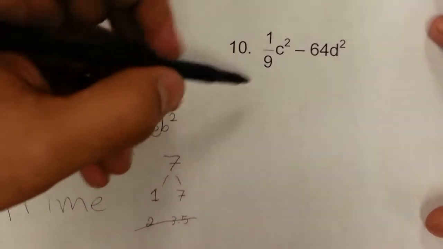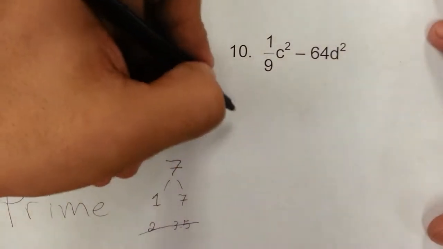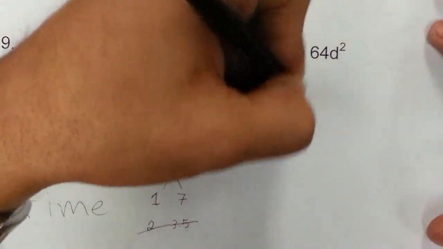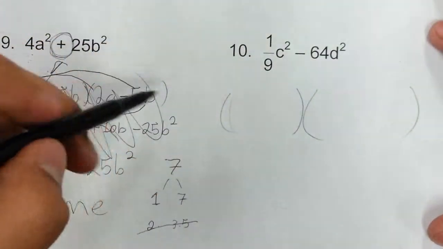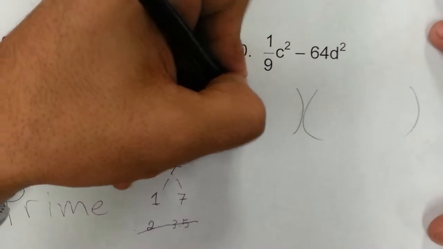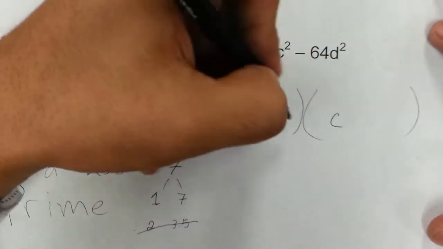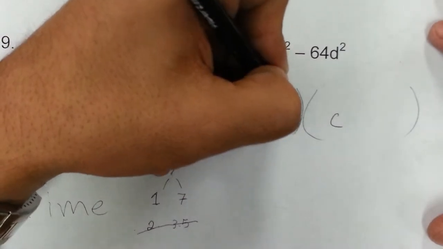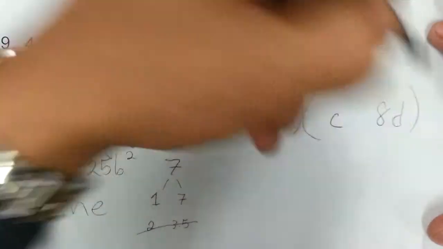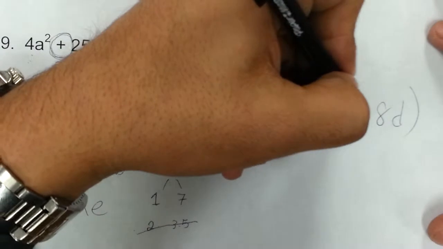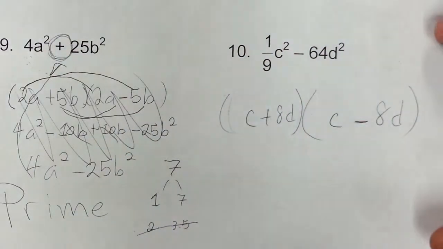Now let's think for number 10. This one includes fractions. So let's work. We'll need a c and a c, at least. We know that c times c would give us the c squared. And then we've got a 64d. Well, 8d and 8d. We can fill in our plus and minus, since this is our negative term.